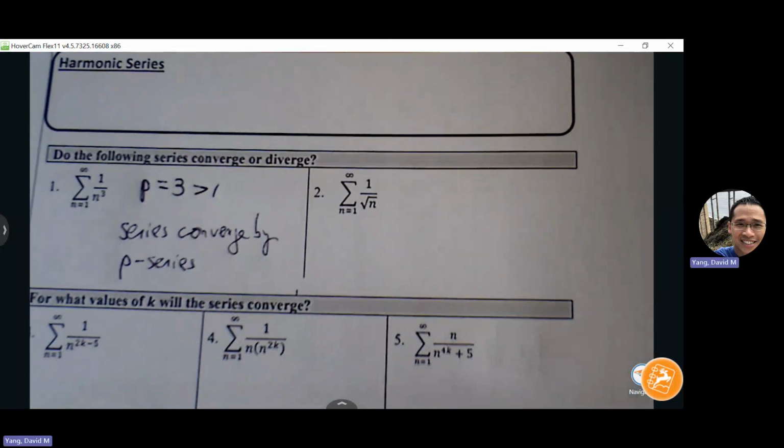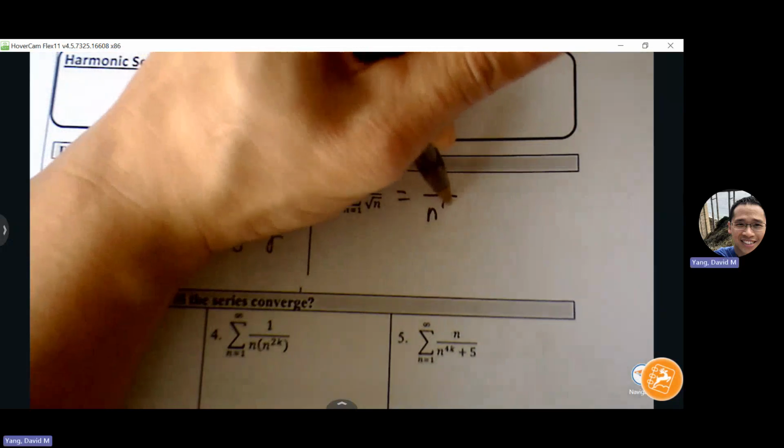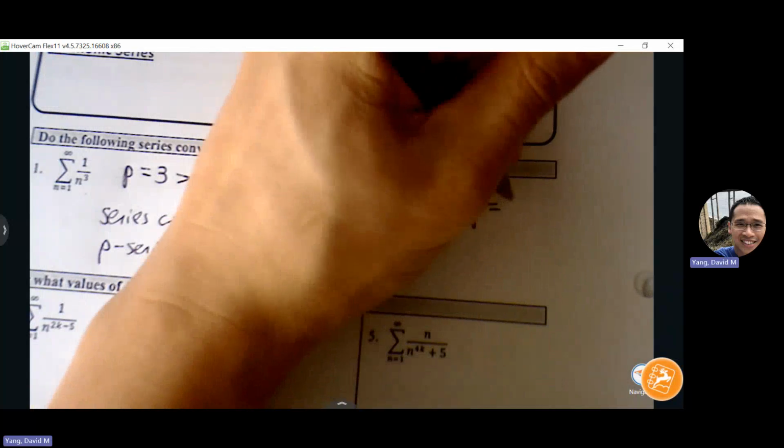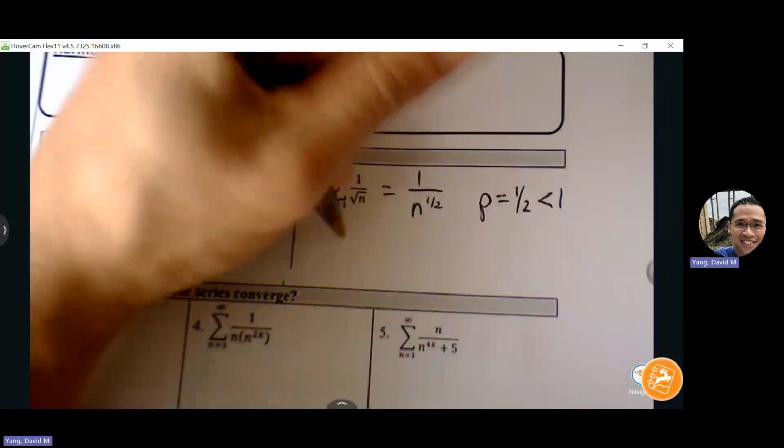Here, I have 1 over square root of n. I can rewrite that square root of n as what? n to the 1/2. My P value is 1/2. It's less than 1, therefore diverges.